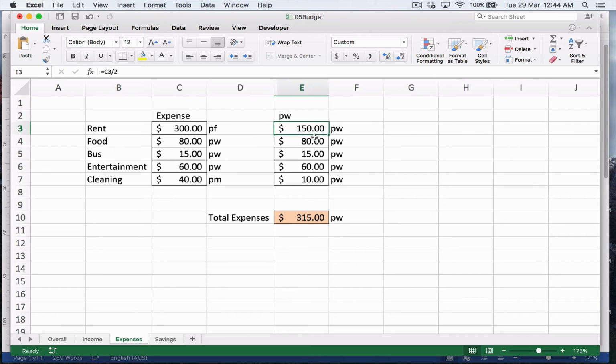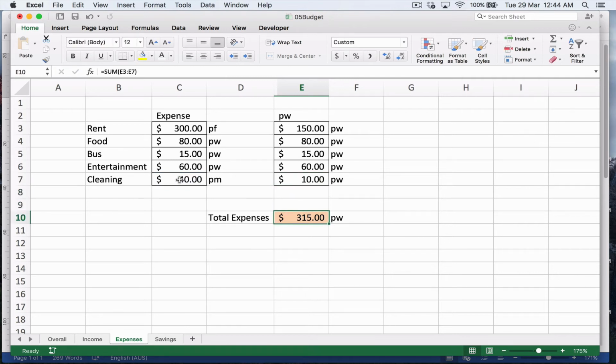So if it's per fortnight, I have to go equals this divided by 2 to change from a fortnight to a week. Per week can stay the same, so it just equals this. Same for the next one. Same for the next one. And if it's per month, it equals this divided by 4.